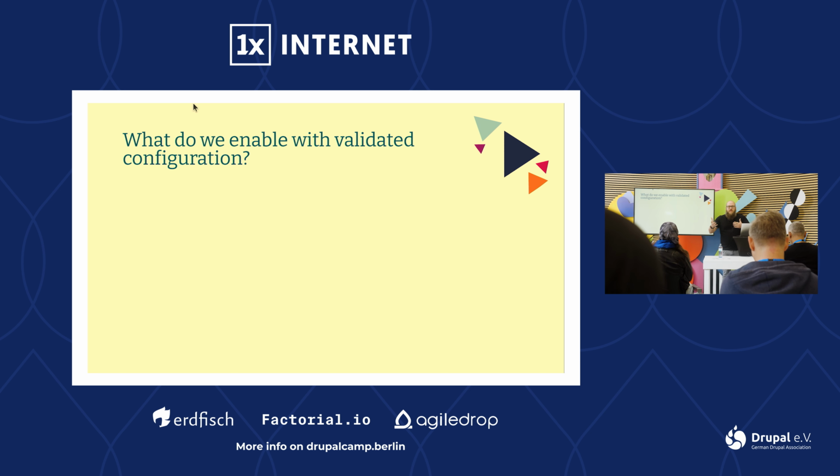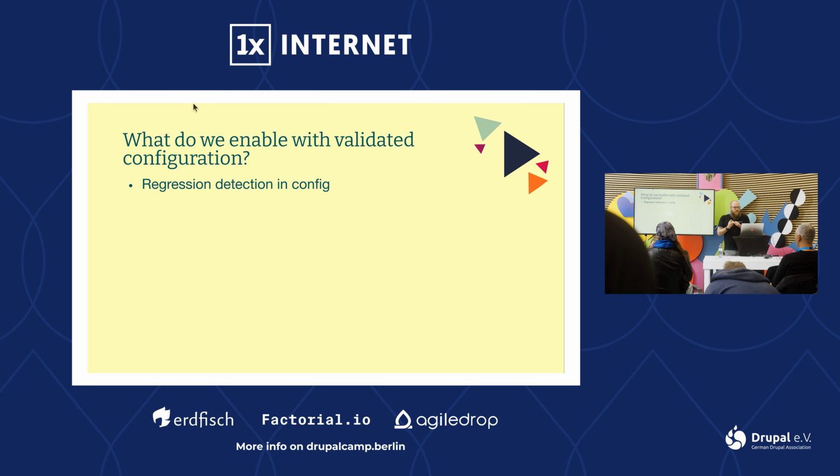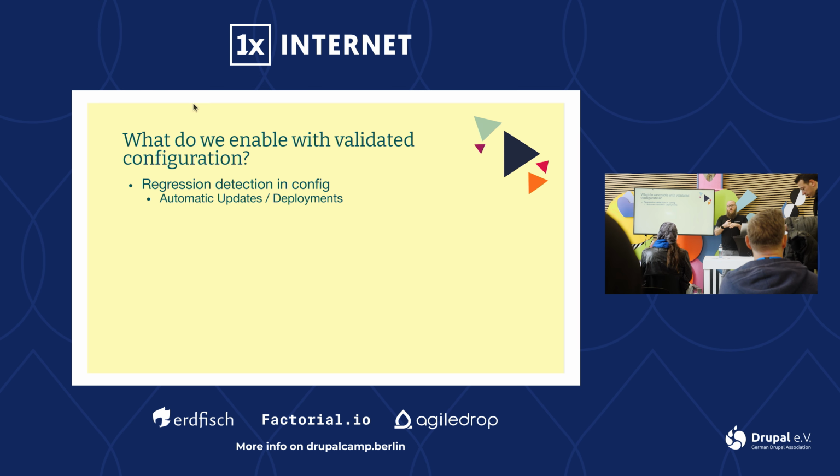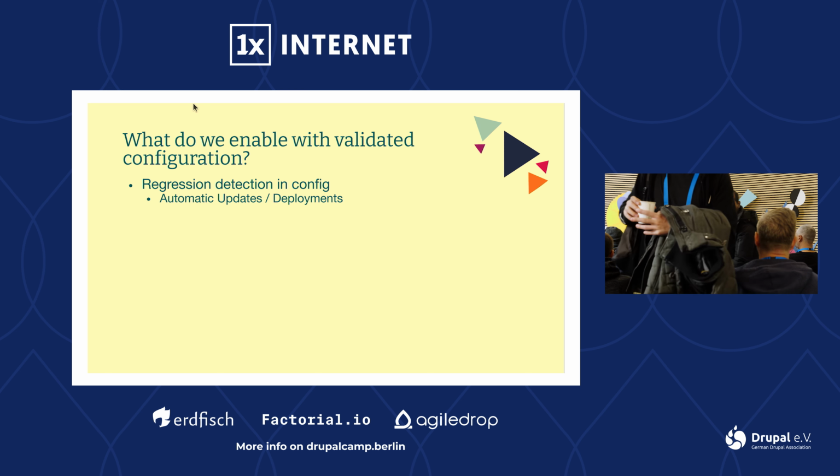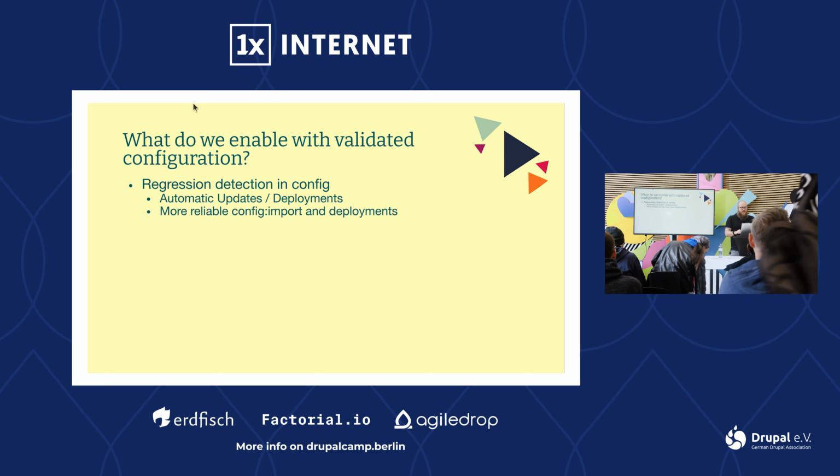So what possibilities, what new things can happen? Well, you could do regression detection in configuration, meaning before something gets imported with Drush config import, you could ask: is this new configuration that's coming in correct for this site? Is it something that's sensible for this site? Which is useful for automatic deployments, for automatic updates, for maybe recipes and Project Browser and automatically installing sites from a UI, those kinds of things.